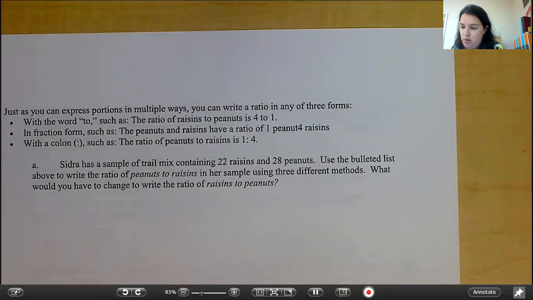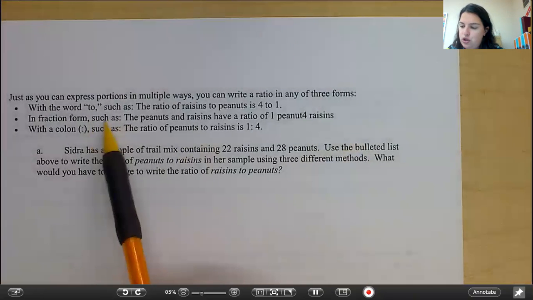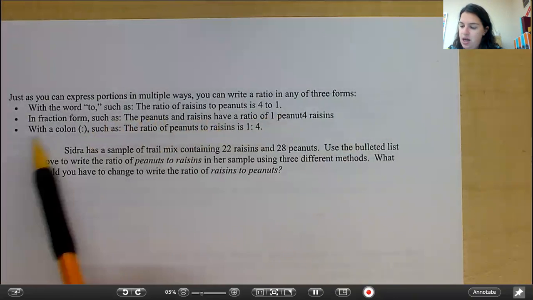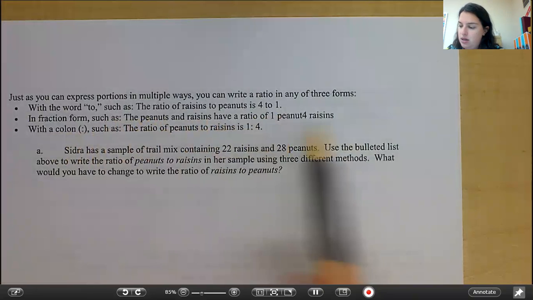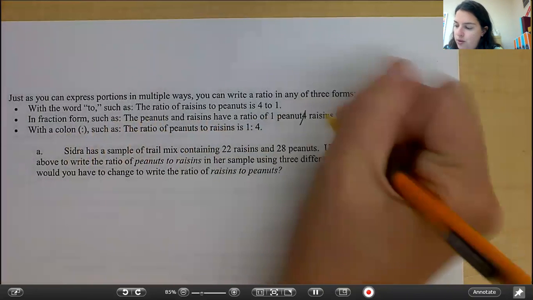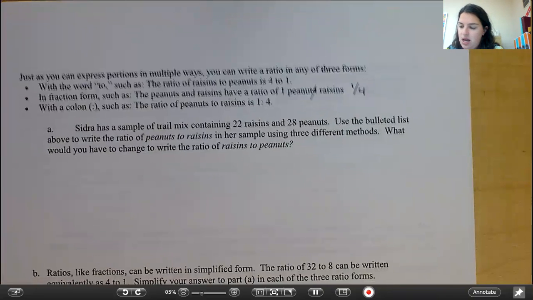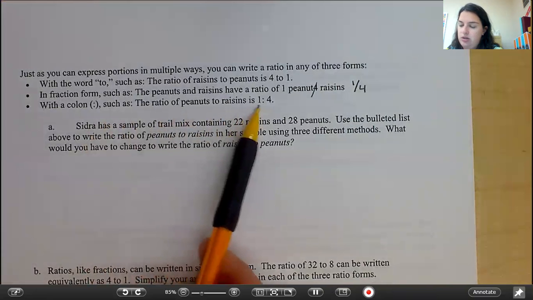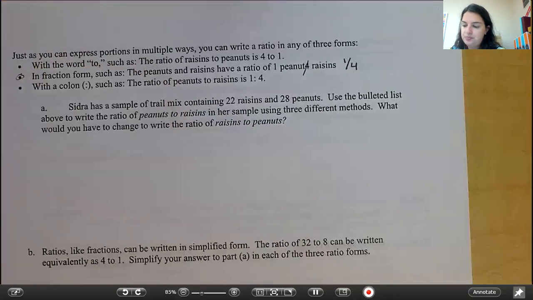Just as you express portions in multiple ways, you can write a ratio in any of the 3 forms. With the word to, such as the ratio of raisins to peanuts is 4 to 1. In fraction form, such as the peanuts and raisins have a ratio of 1 peanut for 4 raisins. So that should be written as a fraction. And with a colon, such as the ratio of peanuts to raisins is 1 to 4. So when you're reading it out loud, the colon is also the word to. So I need to fix that.